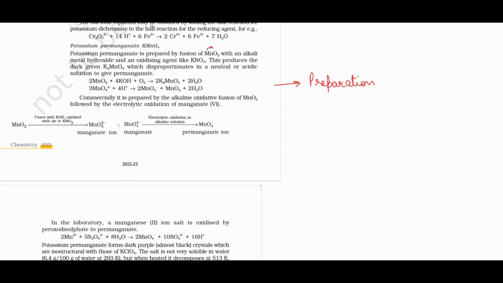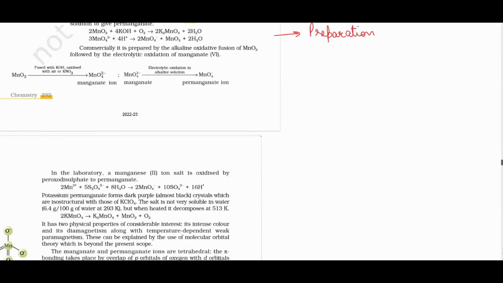Pyrolusite ore, this is pyrolusite ore, and chromite ore. You must know the formula. These can be asked as 1-mark questions. And then 1-mark questions like give a reaction of disproportionation of K2MnO4, or what is the color of K2MnO4. It's dark green in color. These points should be learned.